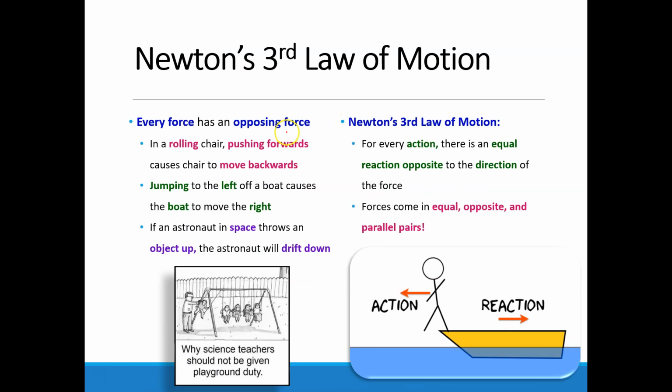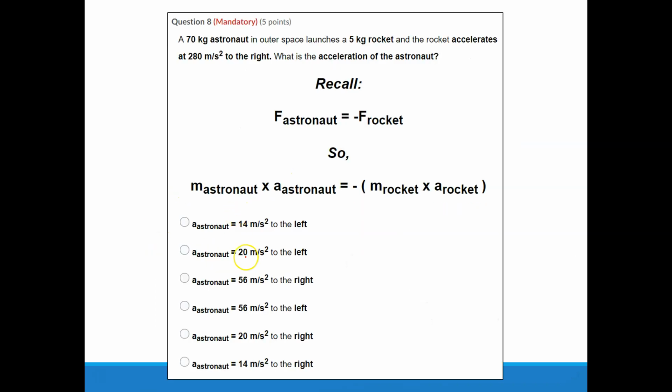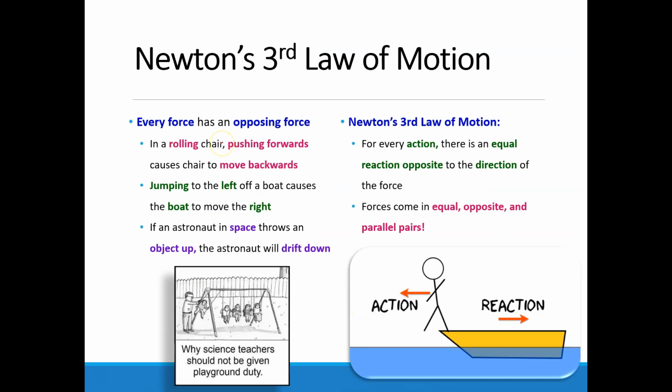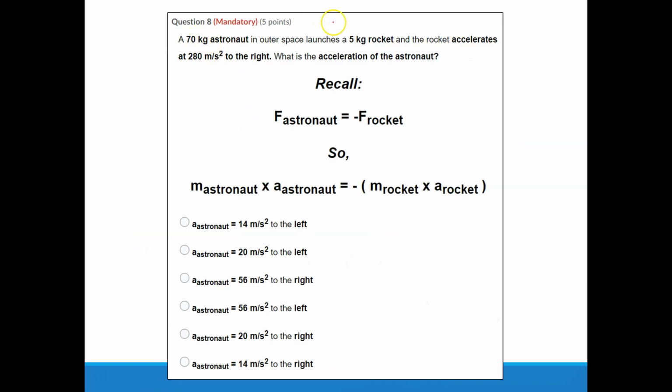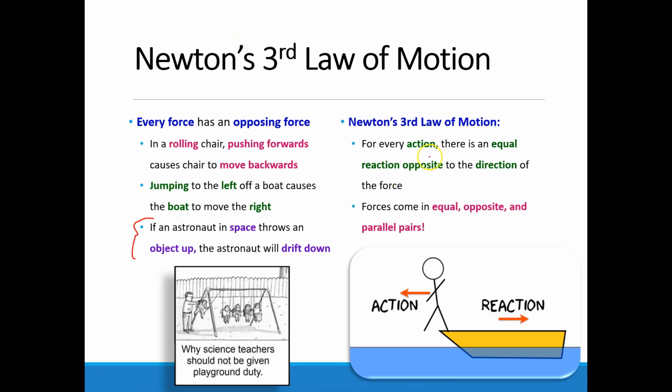Okay, so let's go ahead and talk a little bit about this. So again, every force has an opposing force. So this one we should be able to figure out pretty easily, at least mentally, right? We should be able to figure out whether or not the astronaut goes left or right based on just the conceptual part of Newton's third law, which says that the astronaut's going to go the opposite way, right? So for example, if an astronaut throws an object up, the astronaut drifts down. In this case, the astronaut's throwing the rocket to the right, so where is the astronaut going to go? Again, think equal but opposite. So we're going to go in the opposite direction, okay?